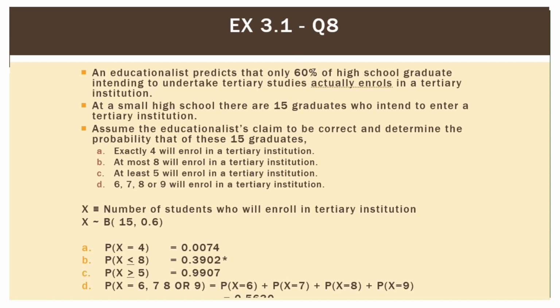Your P will be 0.6, so you start with number of students again who will enroll in tertiary institution. Everything is there. It just starts with number of students, you copy. Number of something, you copy from the question. Everything is there. 6, 7, 8 or 9, you add up. 6, 7, 8, 9, one by one. Like I told you, if you put everything in the calculator and add up, and when you take 4 decimal places each one and add up, the value will be slightly different. But we accept that difference, okay? We accept plus minus 0.0001.